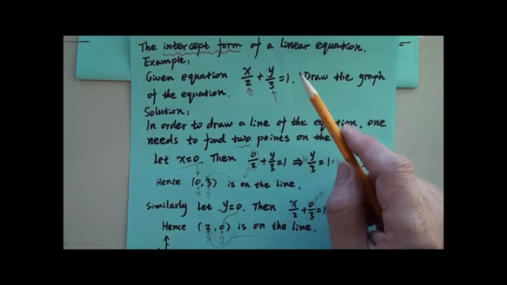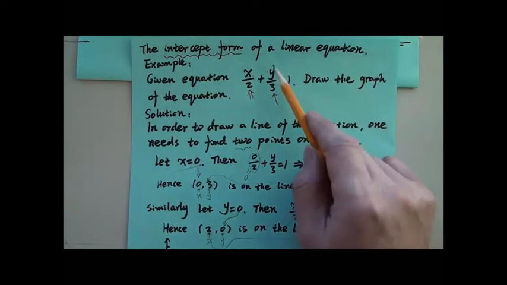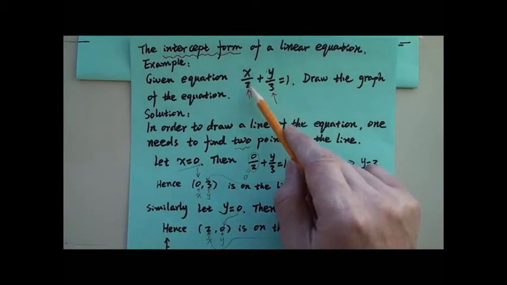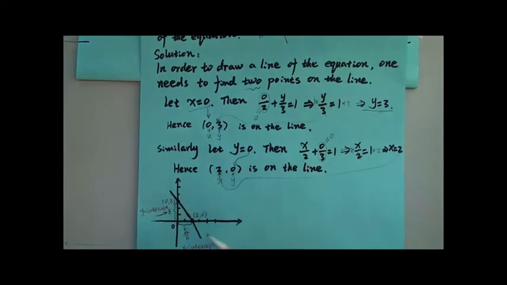So this is the intercept form of a linear equation, which looks like this. This is the x-intercept, this is the y-intercept, like here we got.